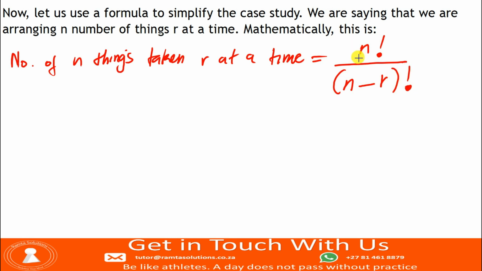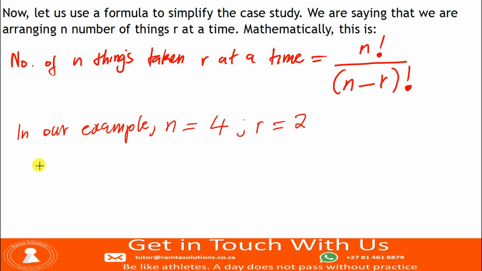What is n? N is the number of objects you have, and r is the objects that you are considering. So I repeat, n is the total number of objects you have, r is the objects that you consider for your workings. So in our example, the case study, n was equal to 4, r was equal to 2.